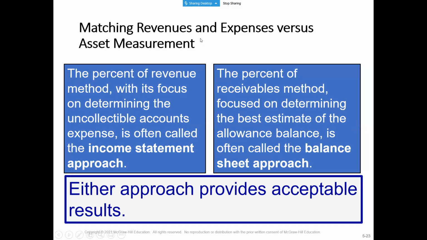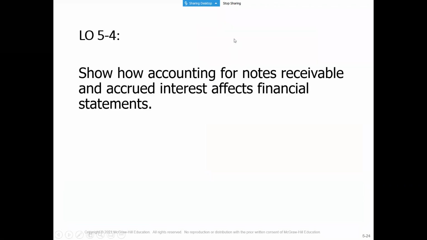So which one is better? Percentage of revenue method is the one called the income statement approach. The percentage of receivables is what's called the balance sheet approach. Either one is fine. Either one works. So either provides an acceptable result. They're both just an estimate, and it's really almost which one is going to be maybe the most accurate estimate. It takes time, and it takes trial and tribulation to go through that.